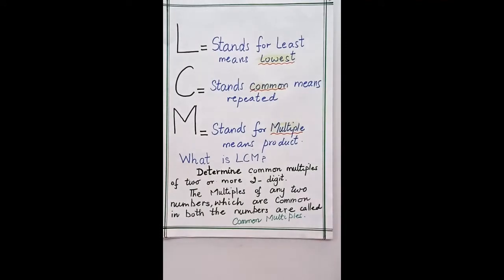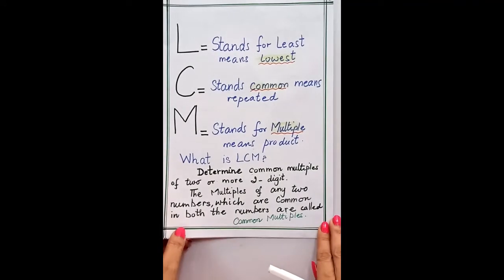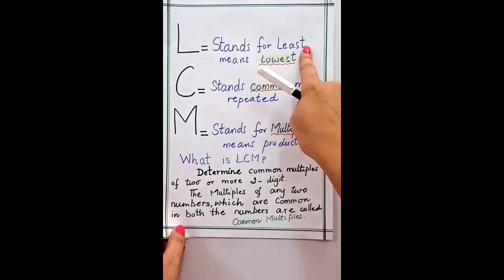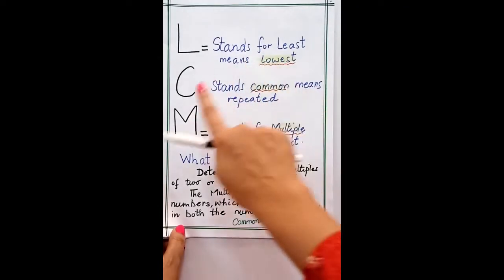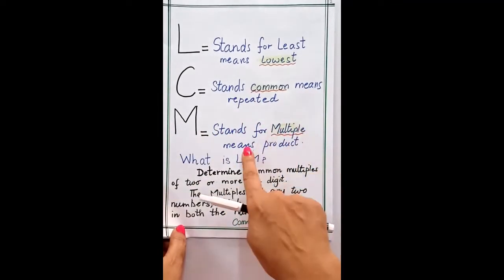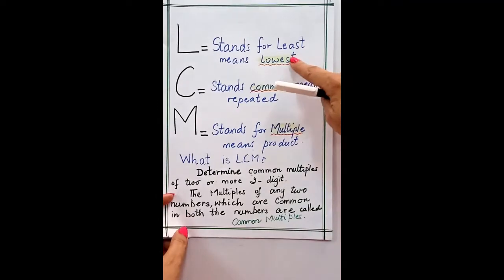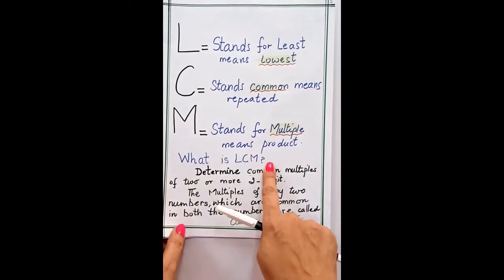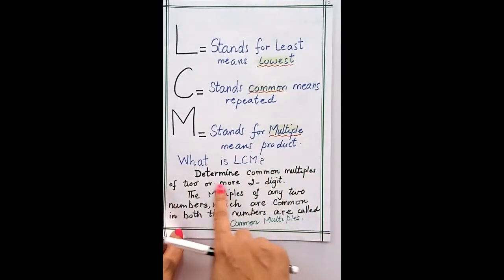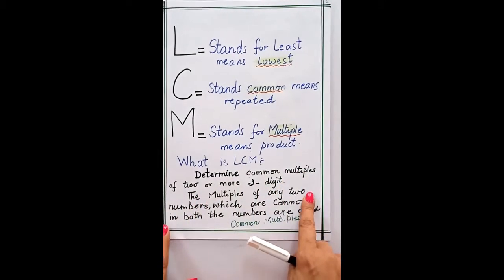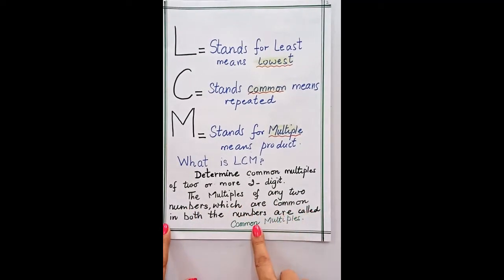But before starting the topic, first we will learn the meaning of LCM. L stands for least, means lowest. C stands for common, means repeated. M stands for multiple, means product. So, lowest common multiple is our today's topic. What is LCM? Determine common multiples of two or more two-digit numbers. It means the multiples of any two numbers which are common in both the numbers are called common multiples.